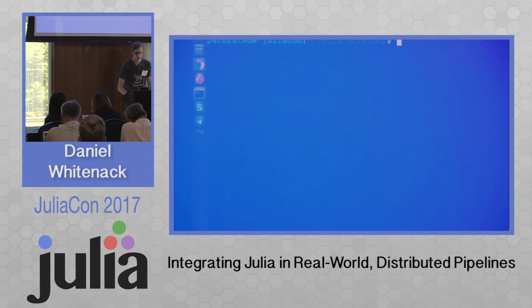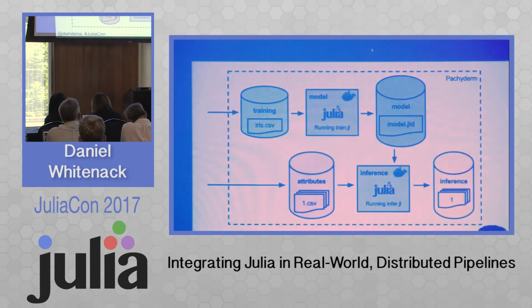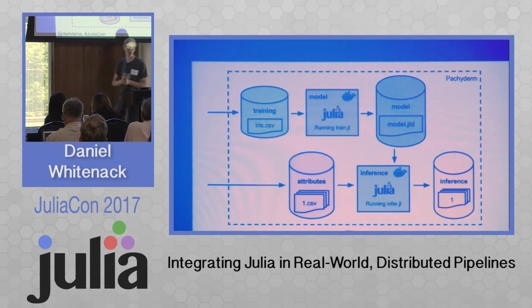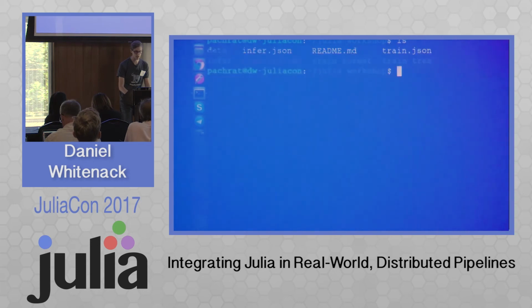Now let's go back here, and the next thing we want to do is we have now these repos. We want to create this first stage, the model training stage. Again, we're going to use that same Docker image that we showed before. We just need to tell Pachyderm how to run it and what the input is. So the way that we do that is with a JSON specification. If you look under the root of that repo, the Julia workshop repo, there's a train.json file.